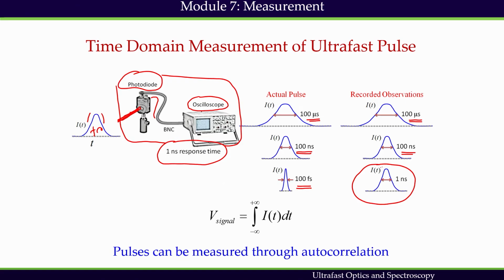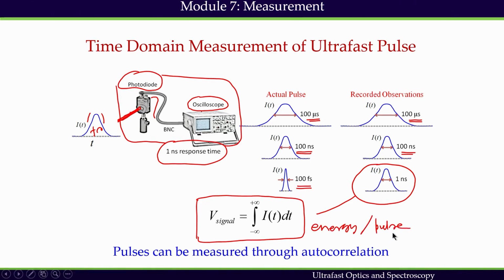And this is related to the total energy of the pulse, which is given by this integration from minus infinity to plus infinity of I(t) dt. This is related to energy per pulse. Thus, detector output voltage is proportional to the ultrafast pulse energy. The slow response time of available time-sensitive detectors does not permit us to make a time domain intensity profile measurement of the ultrafast pulse directly.